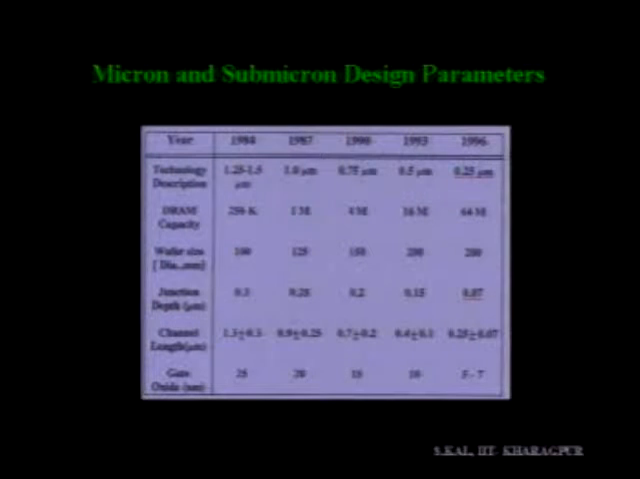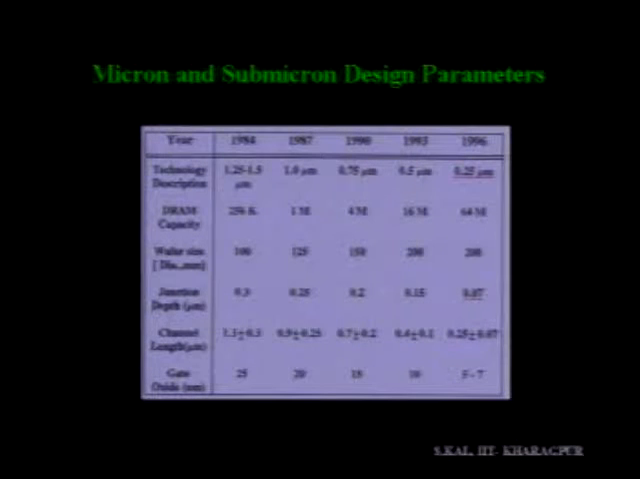And the channel length is another measure of how you are reducing the size of the transistor. I hope all of you know what the channel length is, that is in the CMOS. The distance between the source and drain is the channel, and that channel length in 1984 was 1.3 plus minus 0.3 micron, and it has gone down to 0.25 plus minus 0.07 micron in 1996. And in 2001, it has reduced further. In the next slide, I will show you the present era of VLSI or ULSI, what the typical sizes are.